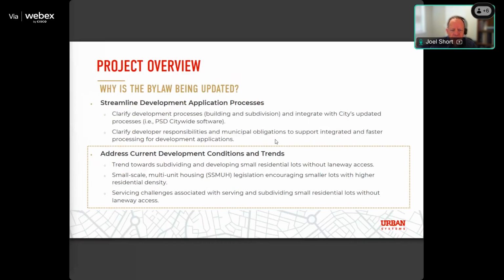This is probably where we're focusing a bit more in this presentation: the trend towards subdividing and developing smaller residential lots without lanes, with small scale multi-unit legislation, which allows smaller lots and higher residential density. Things like duplexes, tearing down a house and building 2, 3, 4 units on that lot, or having a house with an accessory dwelling unit or a carriage home in the back and a secondary suite. You've got all these trends and challenges, and there are some servicing challenges associated with these smaller lots without lanes, for example.